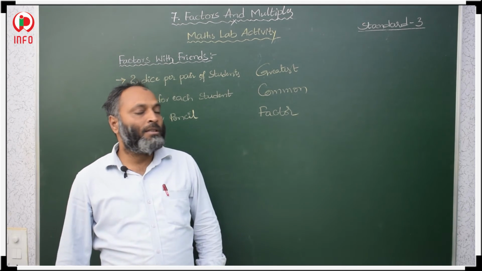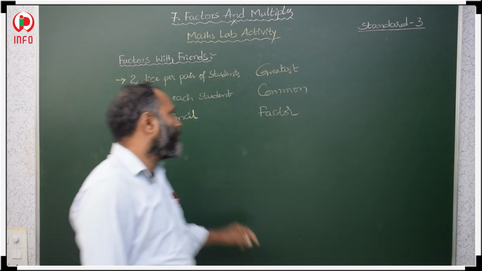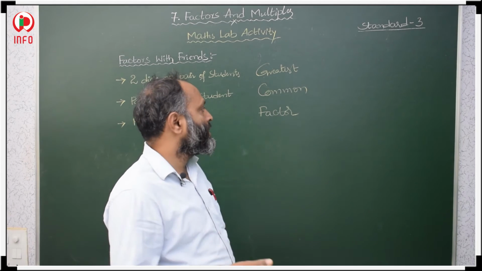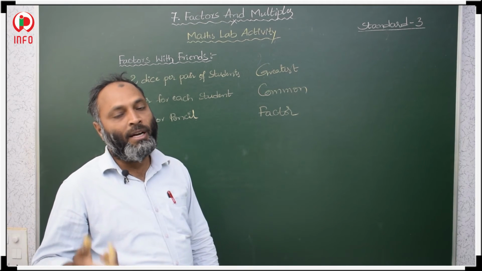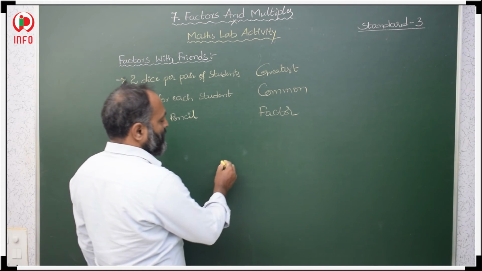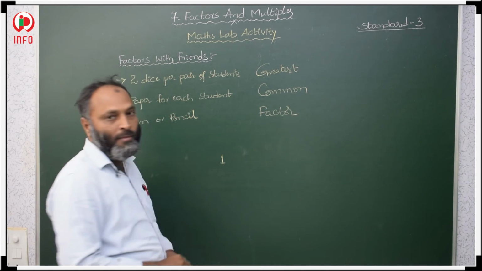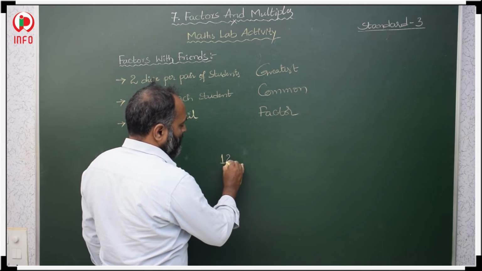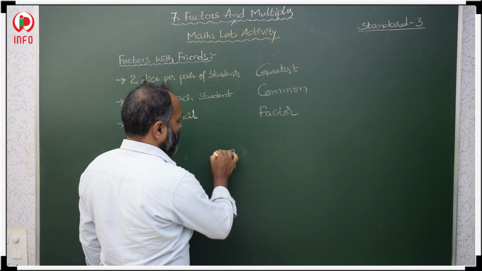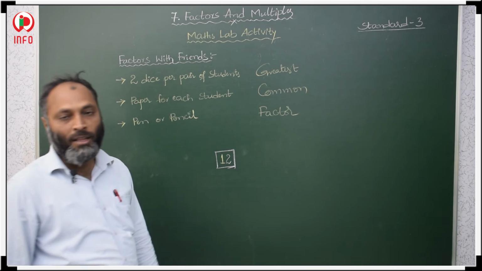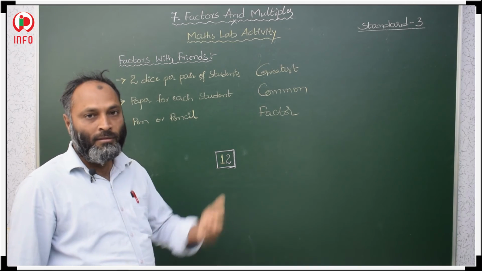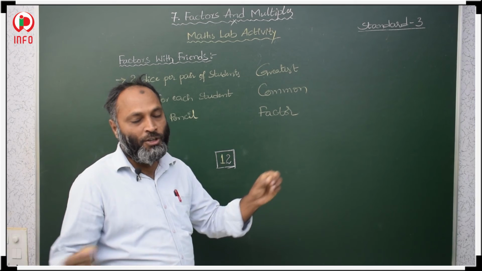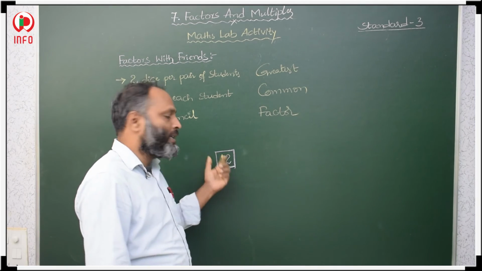So what is the procedure? First you have to take a pair of dice, roll the two dice and see what number appears on top of the dice. Suppose on the first die the number 1 appeared, and on the second die the number 2 appeared. If we join 1 and 2, the two digit number we form is 12.